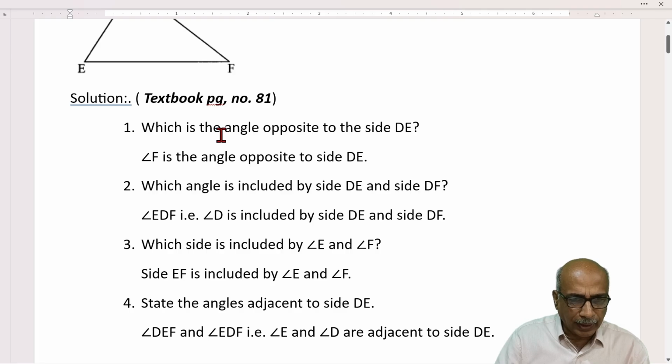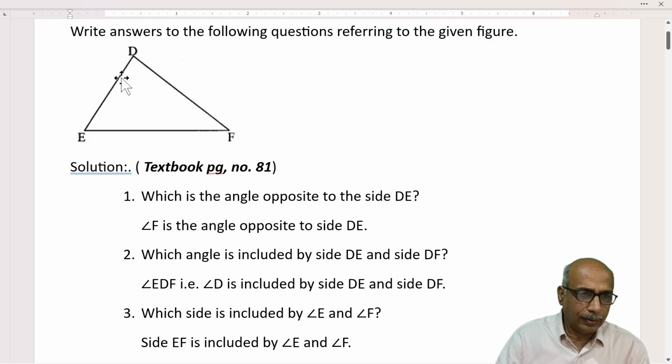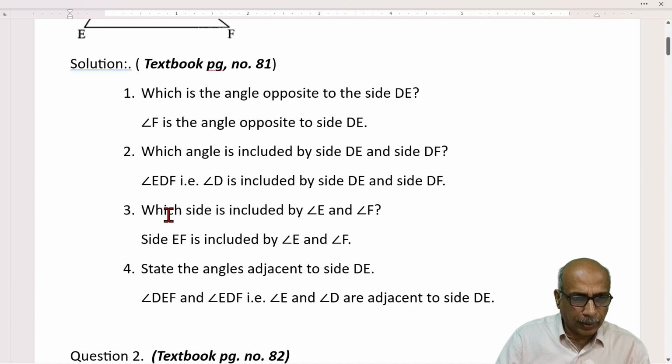State the angles adjacent to the side DE. Adjacent to the side DE, angle DEF or simply angle E and angle EDF or simply angle D. So angle E and D are the angles adjacent to side DE.